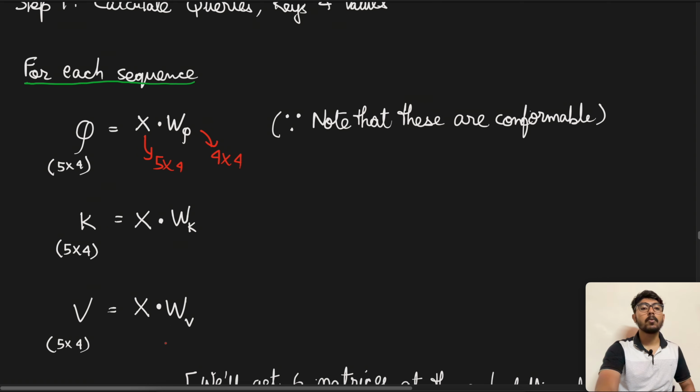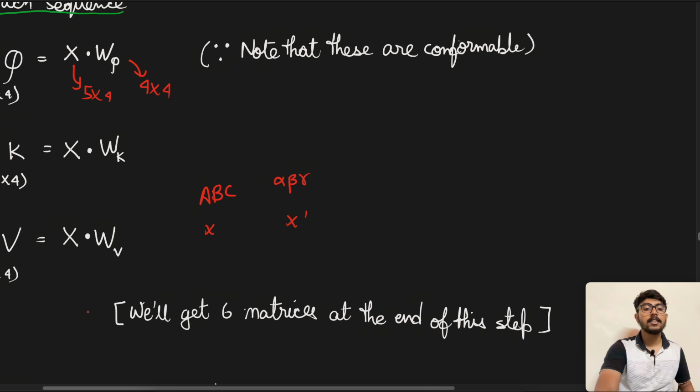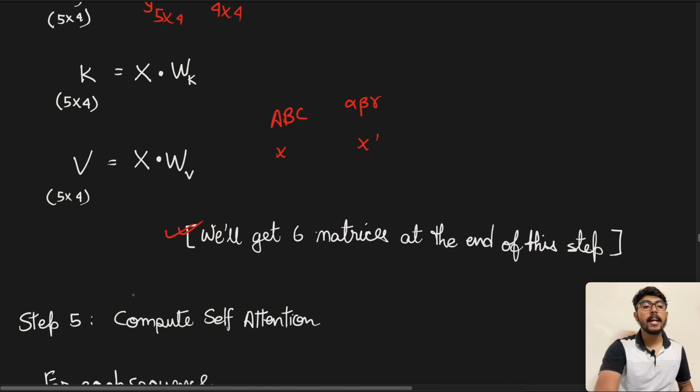All these will be calculated for A, B, C, that is on x, as well as on the alpha, beta, gamma sequence, which is x dash. So in total we will get 6 matrices at the end of this step. Now this is very important that we get to this state. Alright, next is step 5, which is compute self attention.